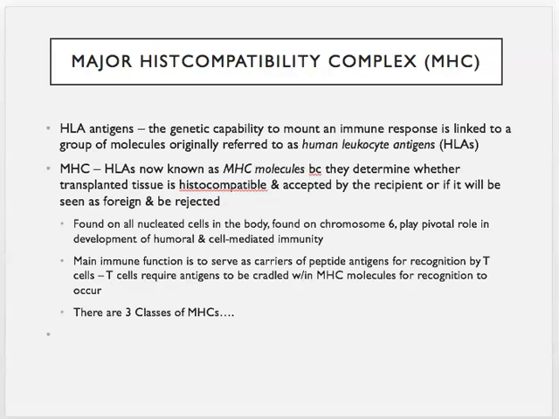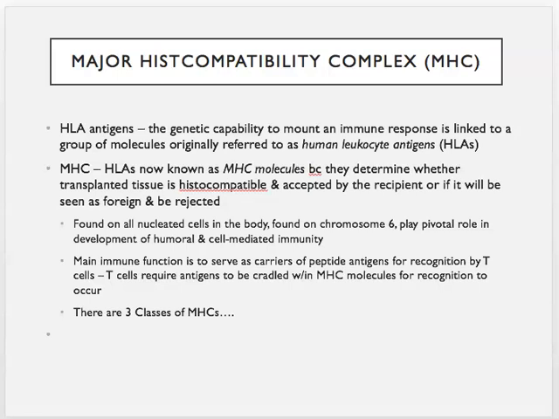They're found on chromosome 6. They play a pivotal role in the development of humoral and cell-mediated immunity that we talked about in the first video. Their main immune function is to serve as carriers of peptide antigens for recognition by T cells. So T cells require antigens to be kind of cradled within the MHC molecules for that recognition step to occur. There are a few different classes of MHCs.